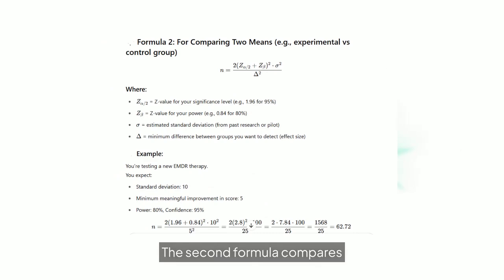The second formula compares two means, such as experimental versus control groups. It uses z-values for significance and power, standard deviation, and effect size. This calculation is crucial for detecting meaningful differences between groups.